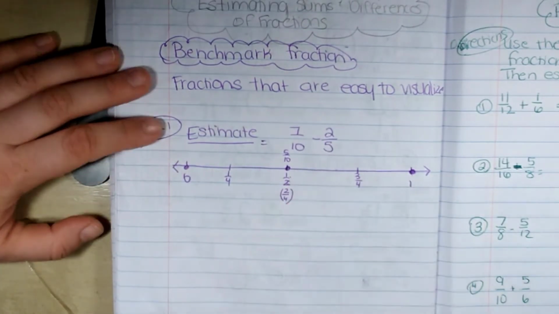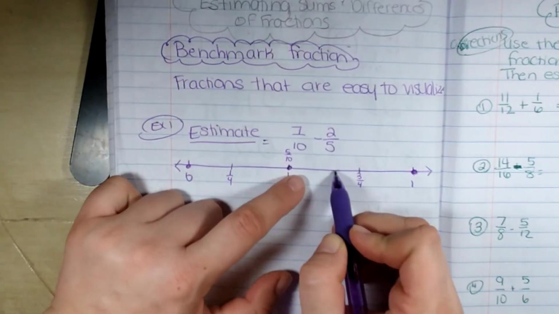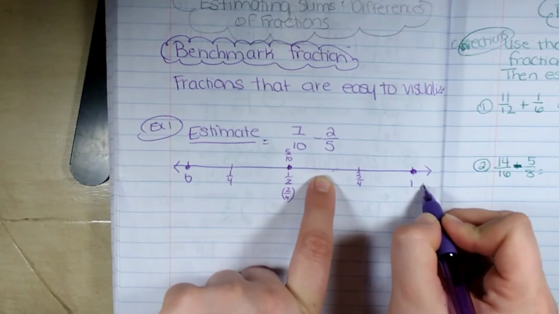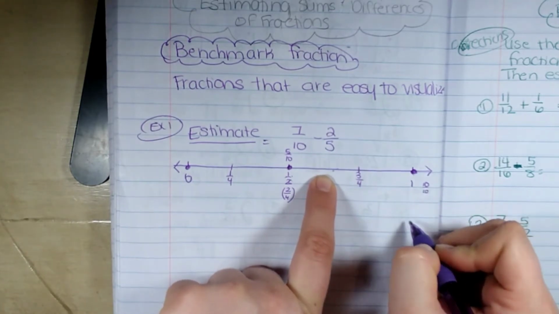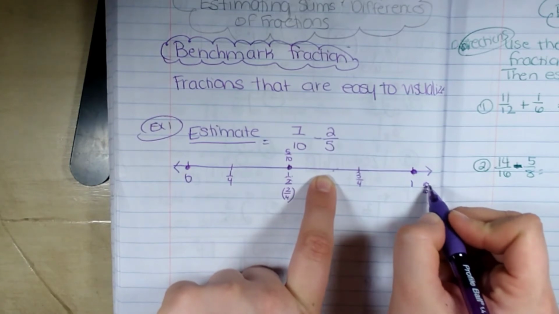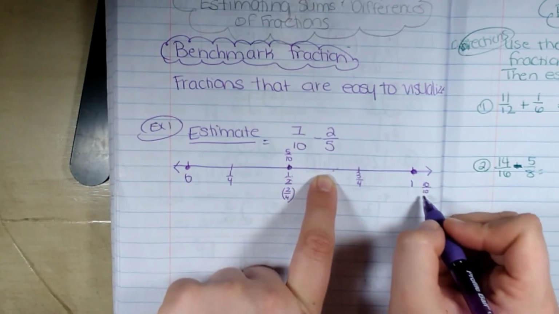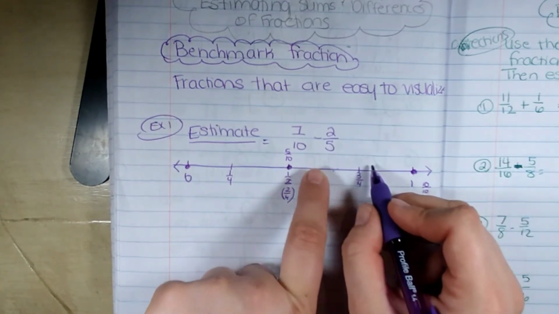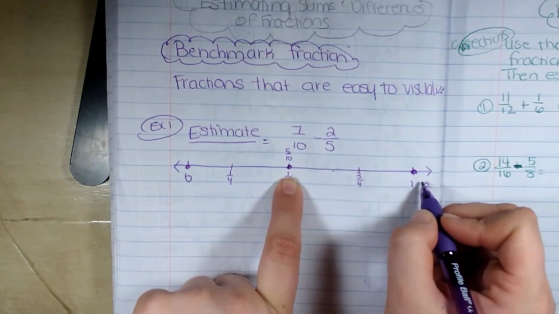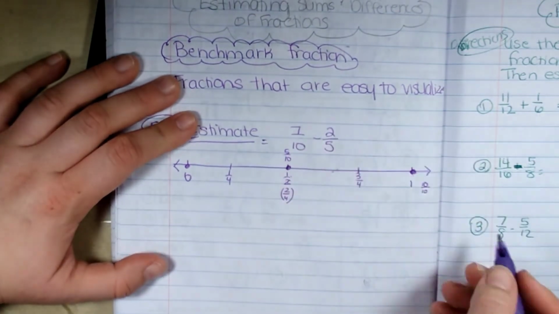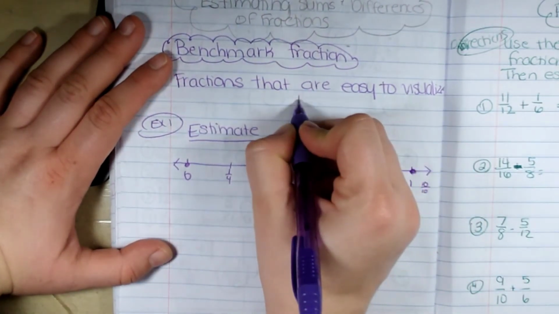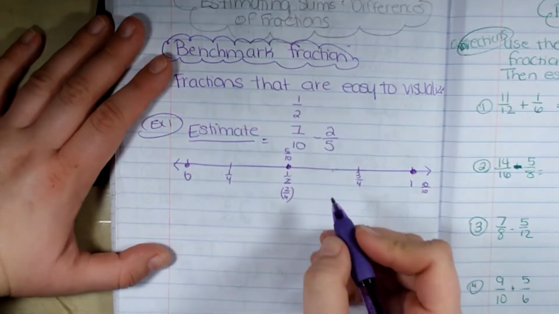So 7/10 would be 2 over. 1 would be 10/10. Okay? 1 would be 10/10 because any number over itself is 1. So is 7/10 closer to 1/2? Or is 7/10 closer to 1? It is closer to 1/2. So I am going to estimate this to be 1/2.